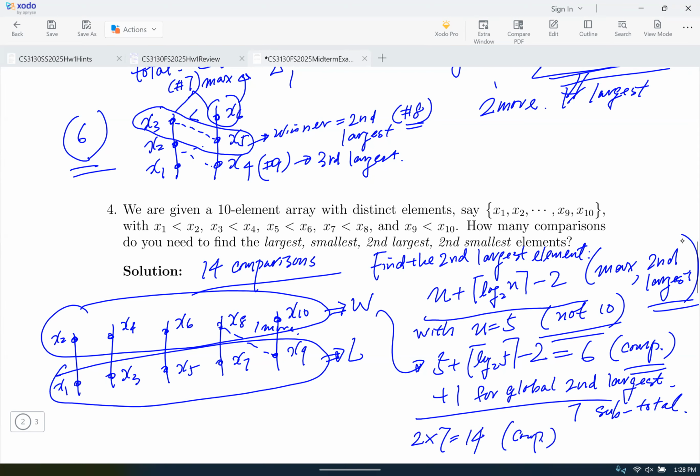14 as the solution. This is total. Okay, so that's question number 4. I feel for question number 4, it should be relatively easier than number 3.